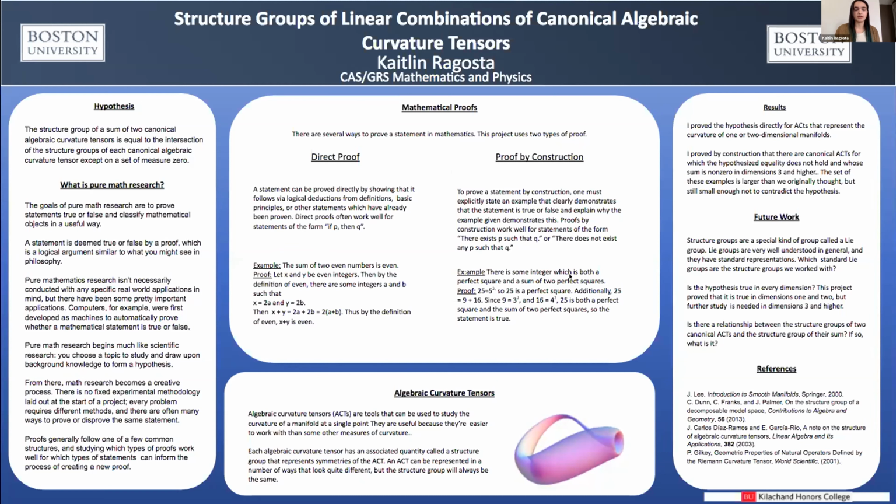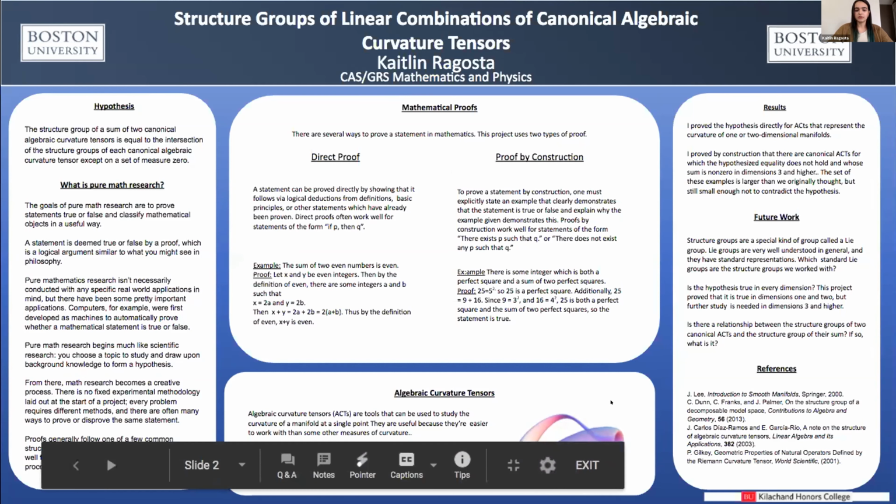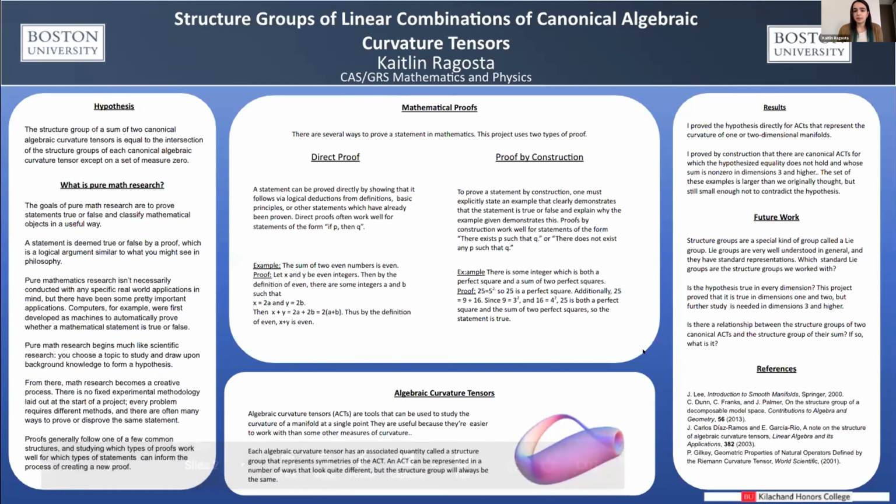So for my project, I studied objects called algebraic curvature tensors, or ACTs. And these are tools that we use to study the curvature of a manifold at a single point. So there's an example of a manifold here, this picture that I have. This is an example of a two-dimensional manifold, but you can have manifolds of any dimension. And ACTs are kind of a useful measure of curvature because they're pretty easy to work with in comparison to some other measures of curvature.